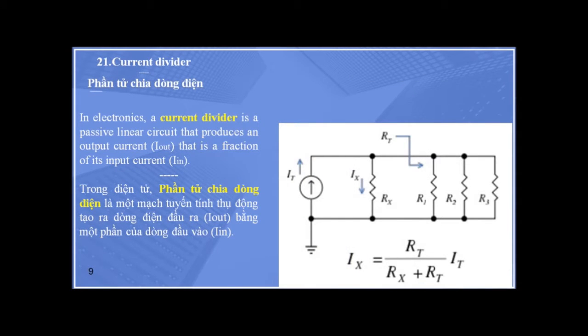21. Current divider. In electronics, a current divider is a passive linear circuit that produces an output current that is a fraction of its input current.